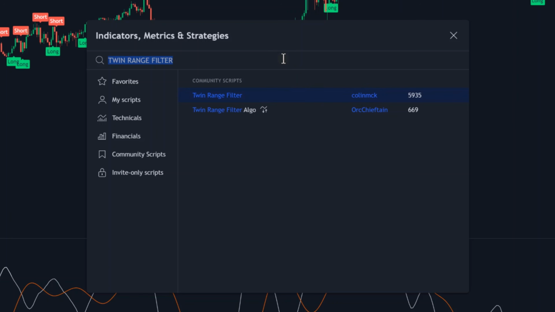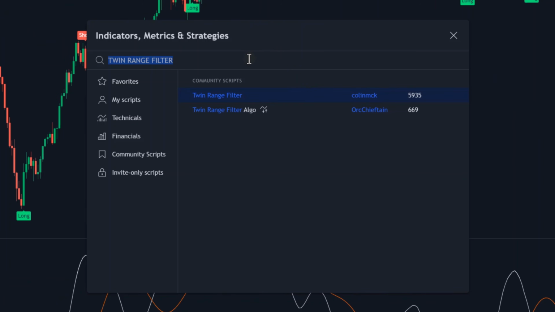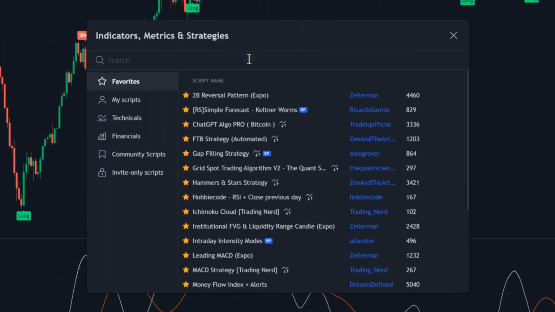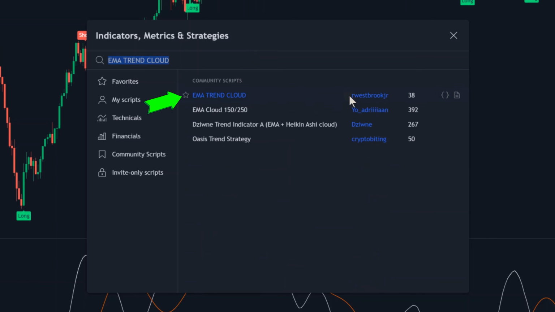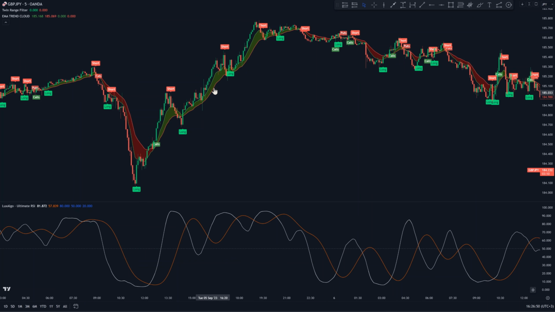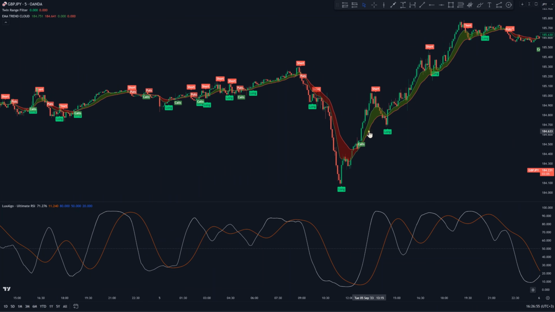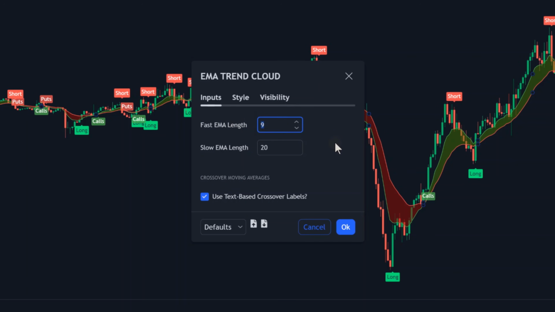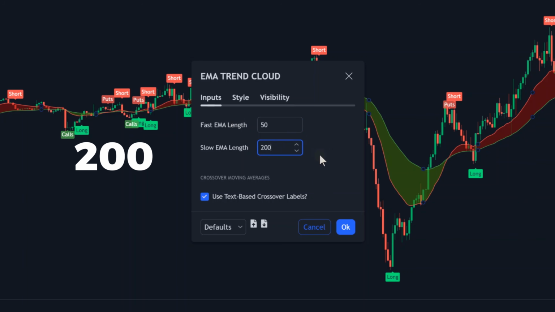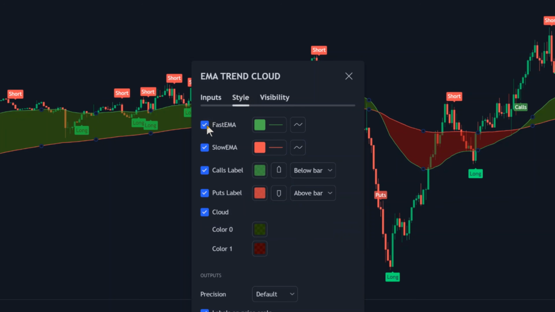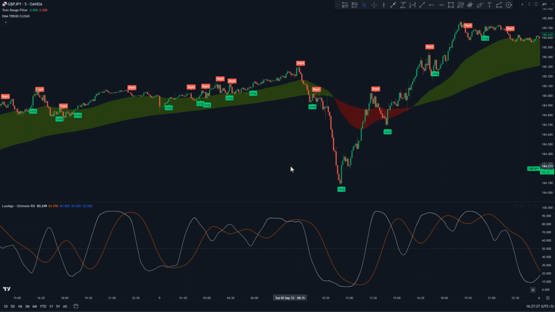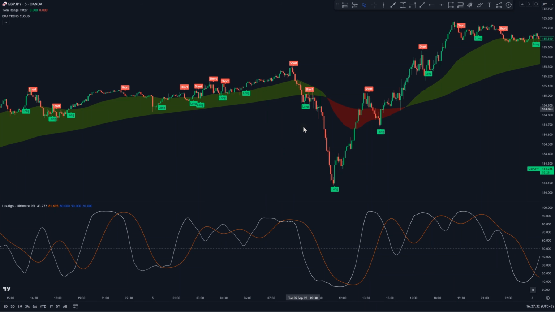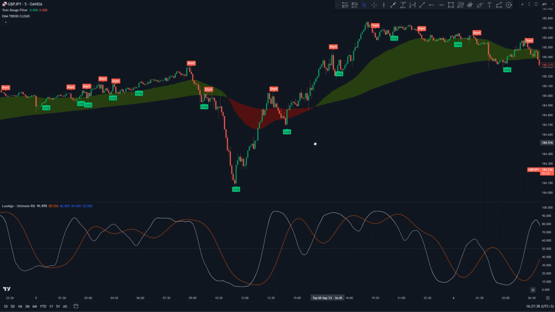And while we're here, let's look for a long-term or overall trend filter indicator. We're gonna go with an indicator called EMA Trend Cloud. This one by R. Westbrook Jr. Double-click on the EMA Trend Cloud. Then on the Inputs tab, change the fast EMA length to 50 and the slow EMA length to 200. On the Style tab, uncheck these 4 options and then click OK. For the trend range filter, yes, we're gonna leave all the settings at the default values.